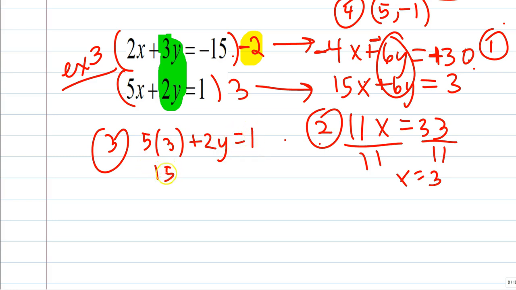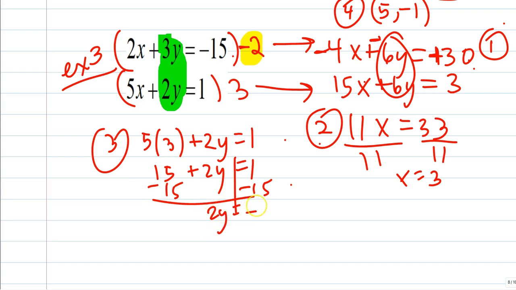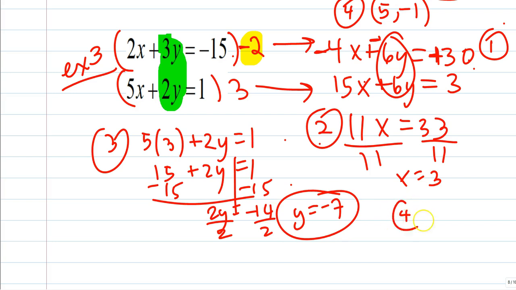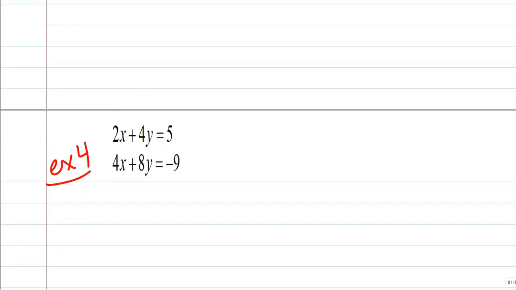We get 15 plus 2y equals 1. Subtract. 2y is equal to -14, and y is equal to -7. Do not forget step 4. Step 4, write your answer as an ordered pair, (3, -7). Almost there.